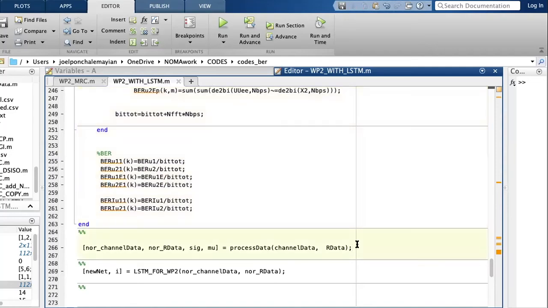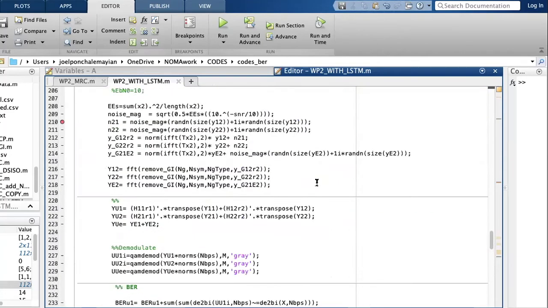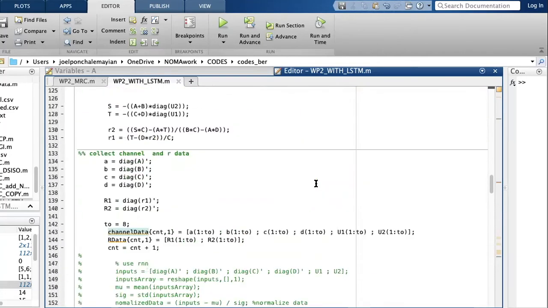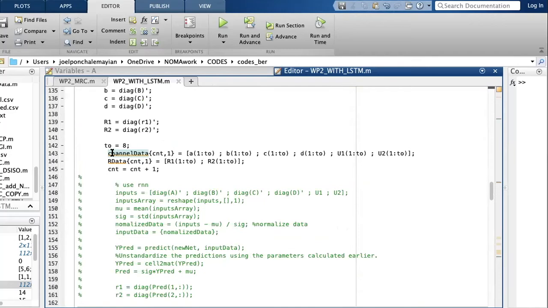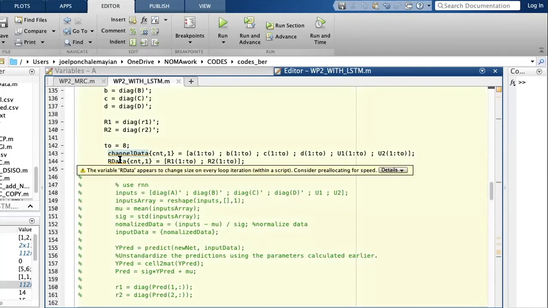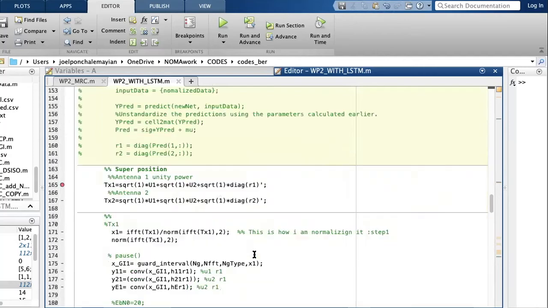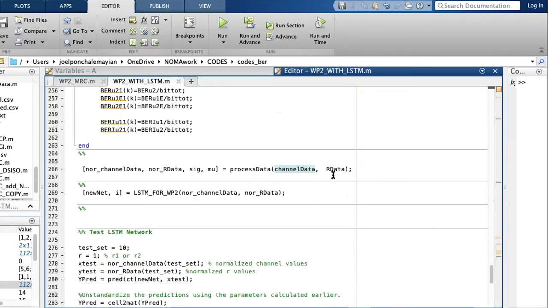So here this is now a different process, where this is a function that basically takes the data that I collected. Remember the data that I was collecting here, this one. So that I'll use it to train my neural network now. I was collecting my channel data, and I'm also collecting my R data, so that I'll be able to train my neural network. But before you train your neural network, you have to normalize your data. You cannot just train your neural network like that. You have to normalize your data.